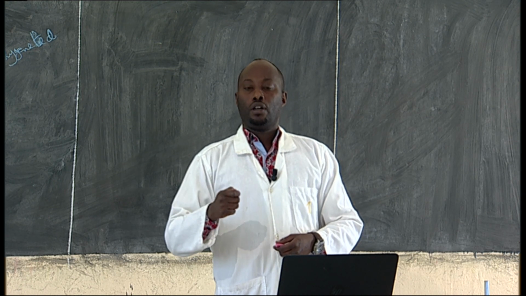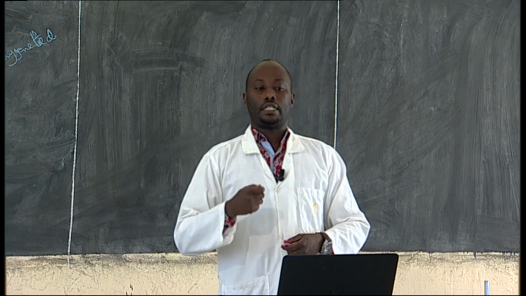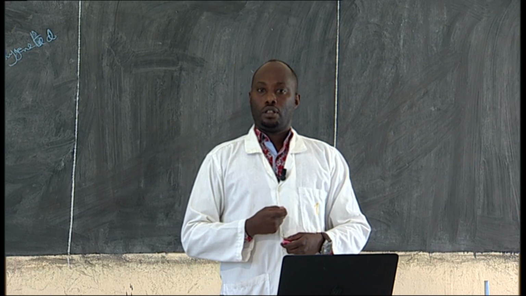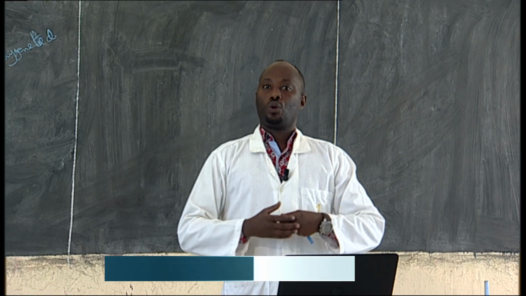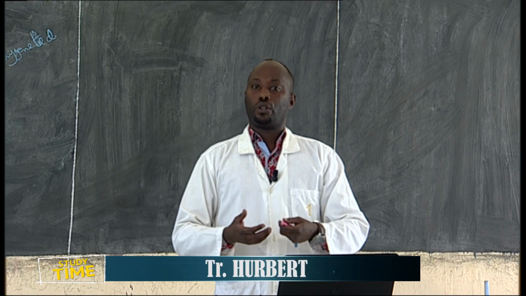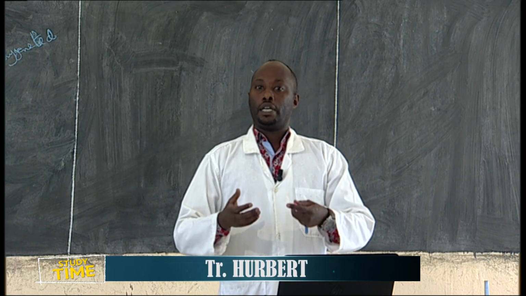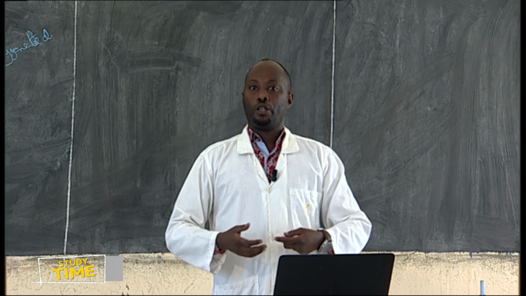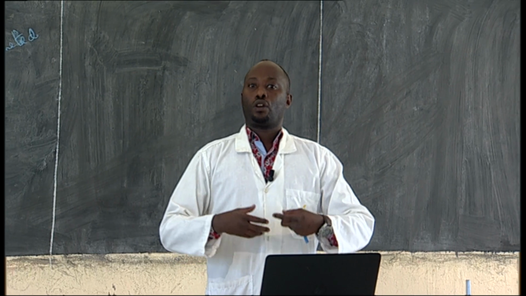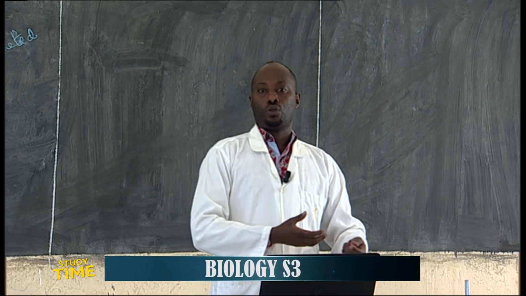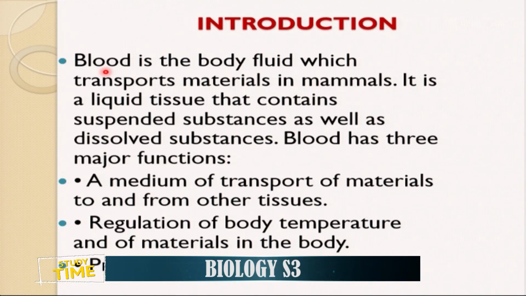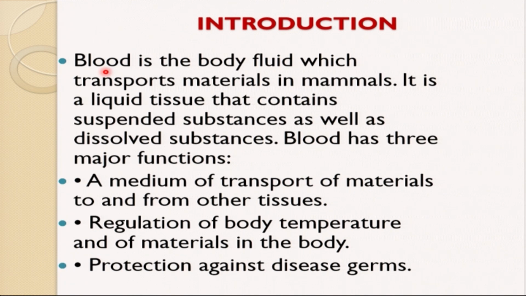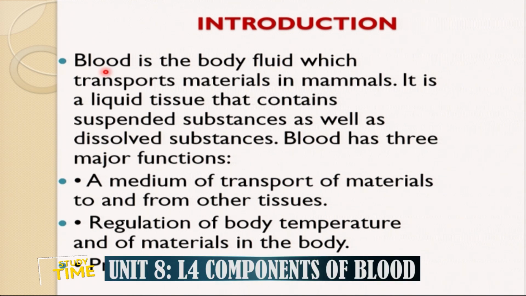Another function of blood is that it protects against disease germs. Disease germs are disease-causing agents. So the blood also plays a very important role in protecting our body against pathogens. When I mention pathogens, I mean microorganisms, bacteria, and fungi that can cause disease in our body. So the blood is very important in protecting against disease germs or disease-causing agents.